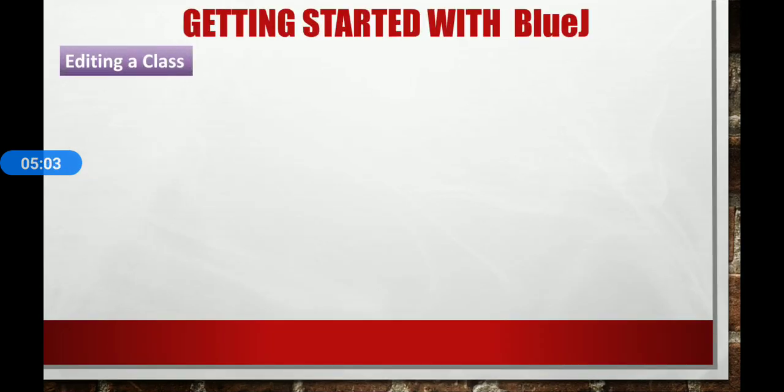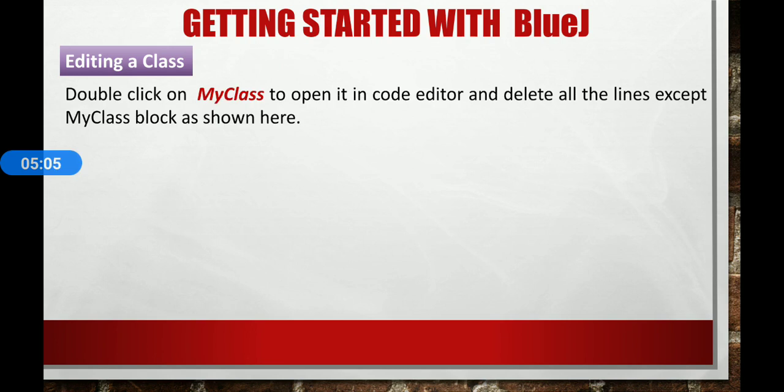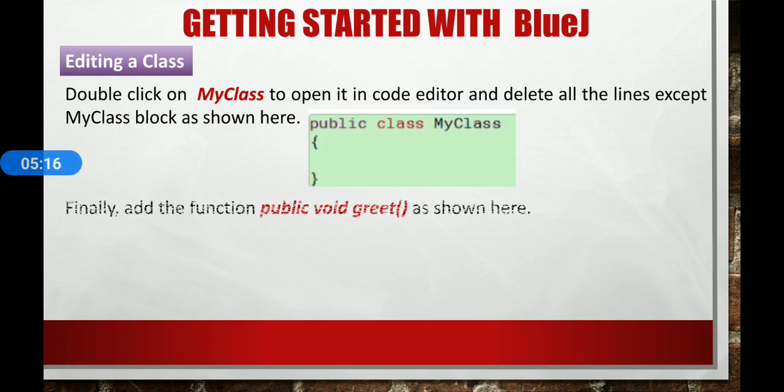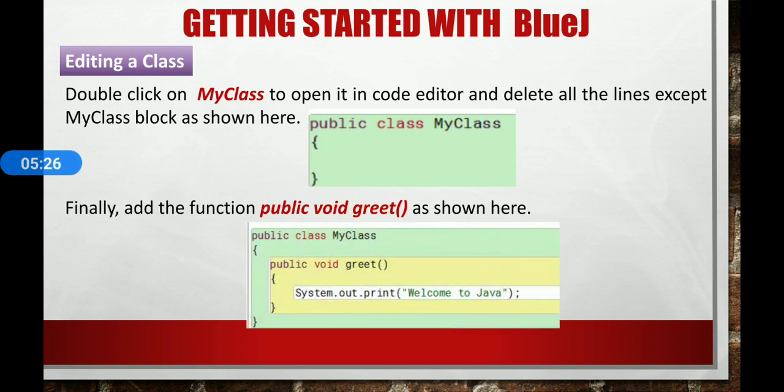Now, editing a class. Double click on myClass to open it in the code editor and delete all the lines except the myClass block as shown here. Finally, add the function public void greet as shown here, which displays the message welcome to Java.